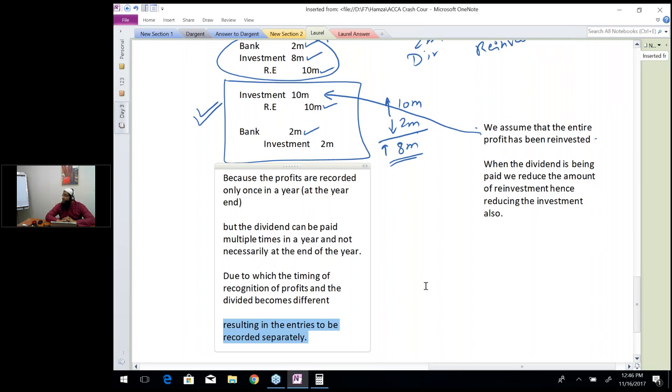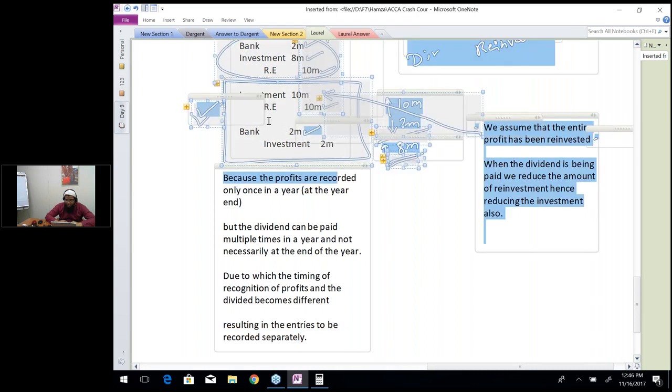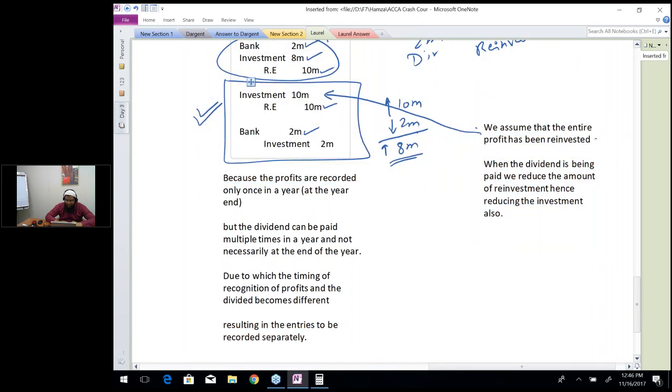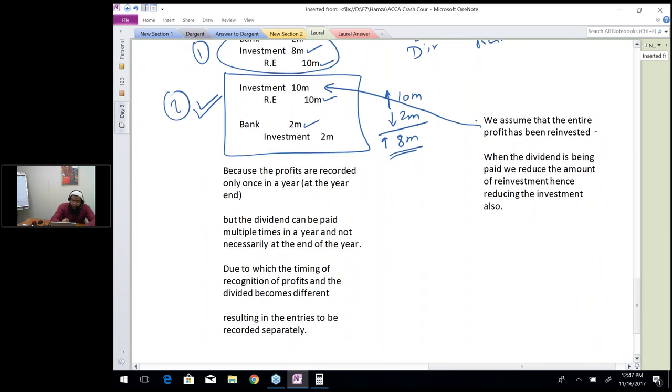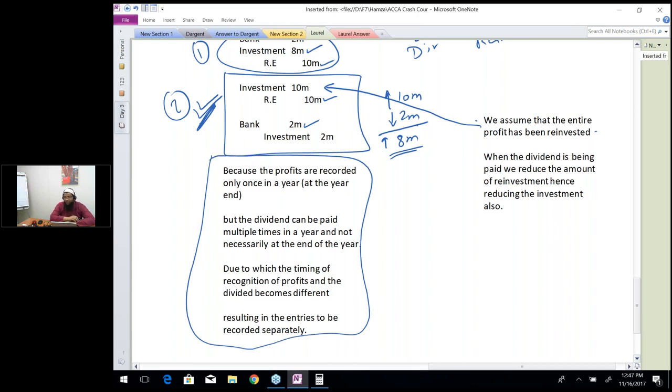Simran, I have not made 3 entries. It should be just 2. Either prepare this entry, investment debit, retained earnings credit, bank debit, investment credit, or the first one. This is option 1 and this is option 2, but we follow option 2. Okay, Neeraj is saying the typing is really beneficial. No, Simran, you cannot choose, because of the reason I have mentioned over here. You have to prepare separate entries.